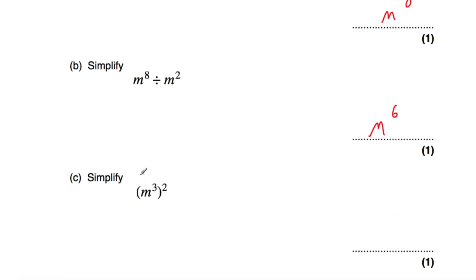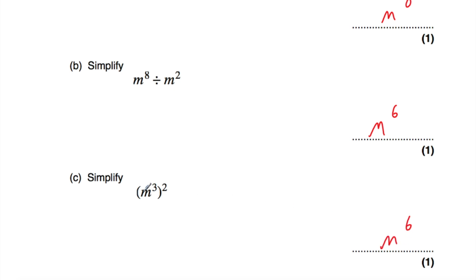Okay, next, part C, we've been asked to simplify m cubed squared, and here we've got a power of a power because we've got these two powers beside each other. So when you've got a power of a power, you can multiply the powers together, and 3 times 2 is 6. That'd be m to the power of 6.